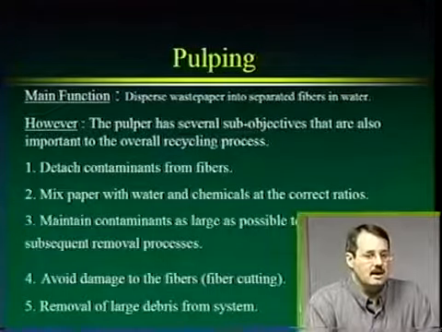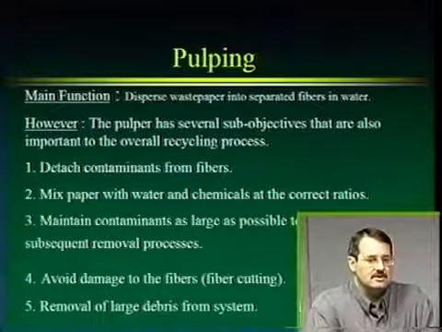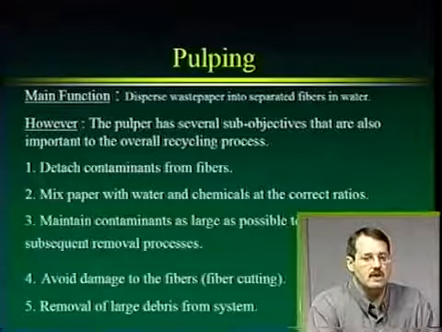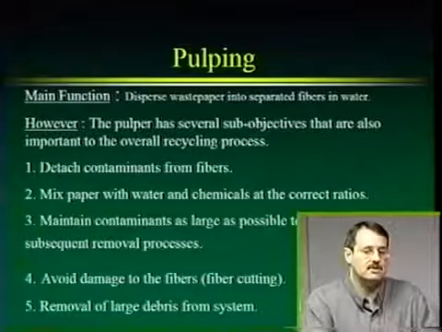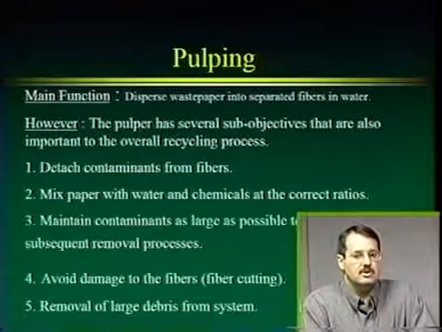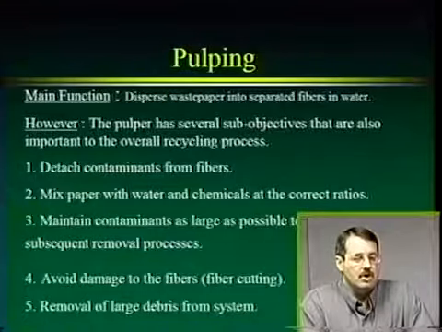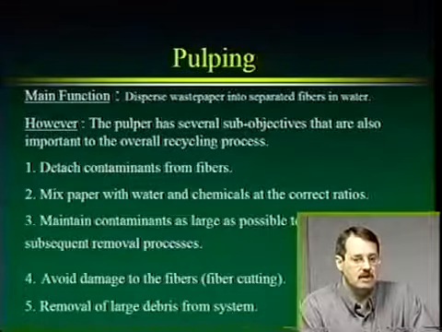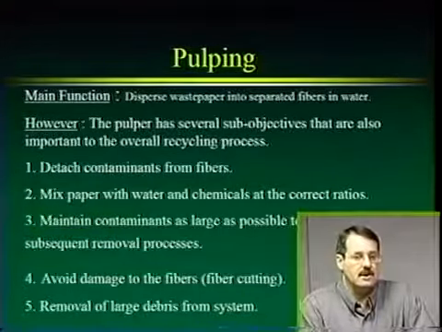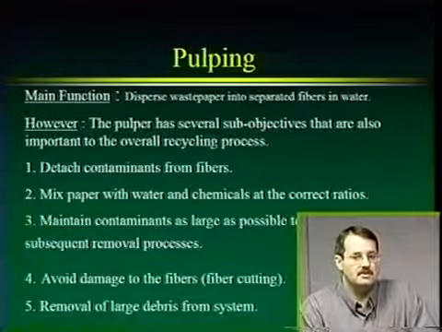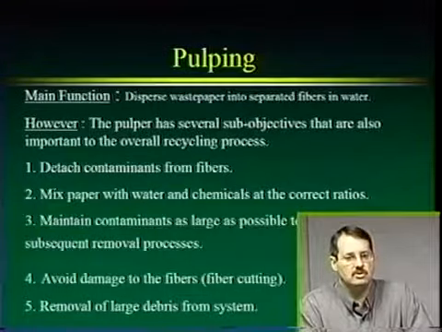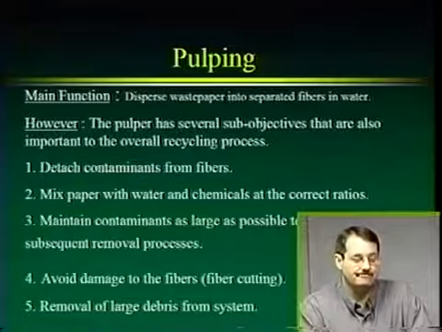The fourth objective is to avoid damage to the fibers. As we said, we can really destroy the pulp quality if we over pulp the material and cut fibers, generate fines. The fifth item is removal of large debris from the system. Many pulpers are equipped with some type of large debris removal equipment so that we don't plug up pipes and pumps and downstream operations. So that's removal of large debris, a very important part of pulping.